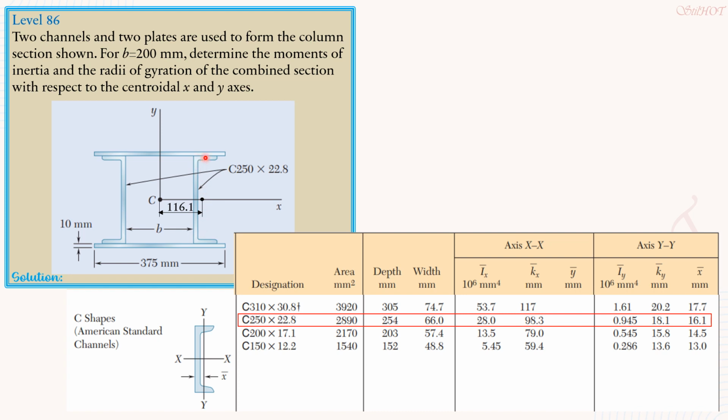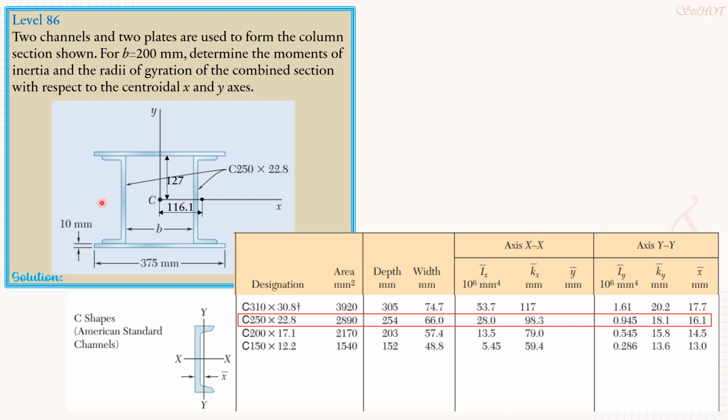Then the depth of this channel here is 254 mm. So the distance from the centroidal x-axis to the bottom of the rectangular plate, or the top flange of the channel, is half of 254, so that's 127 mm as shown.